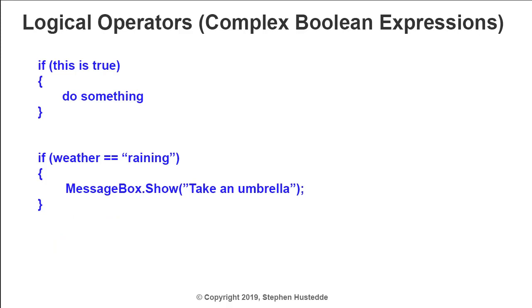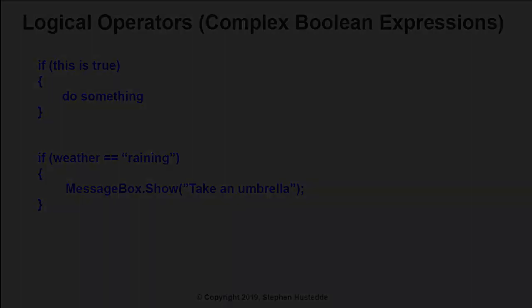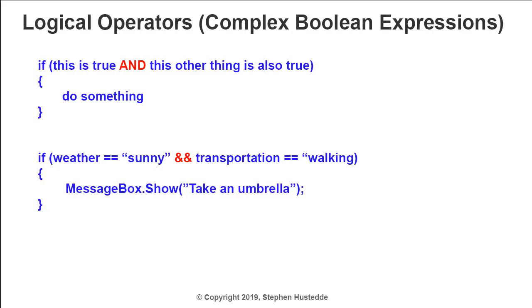So we've used Boolean expressions in an if statement. So if something is true, we do something. So for example, if the weather equals raining, we might bring up a message box that says, take an umbrella. But sometimes it's convenient to be able to look at 2 different things and see if they're both true. So if this is true and this other thing is also true, then we want to do something.